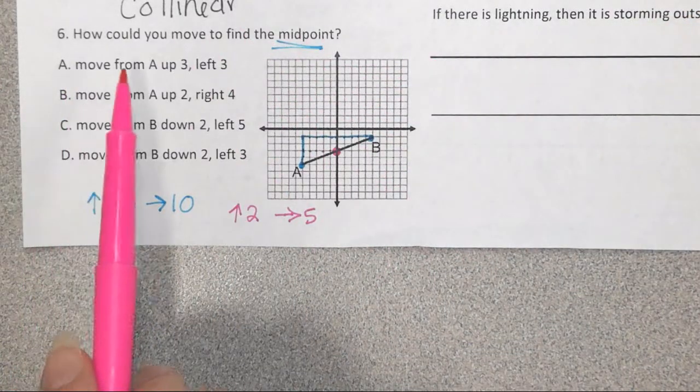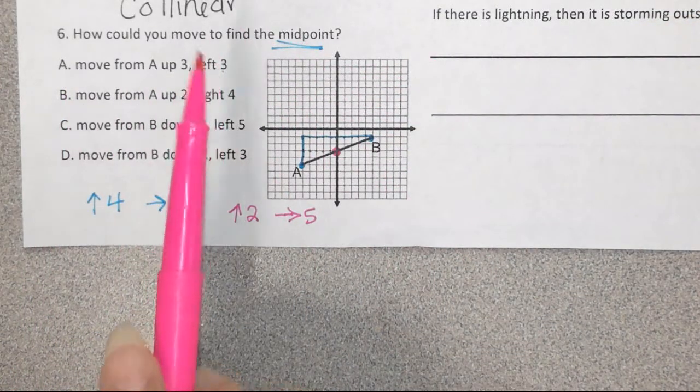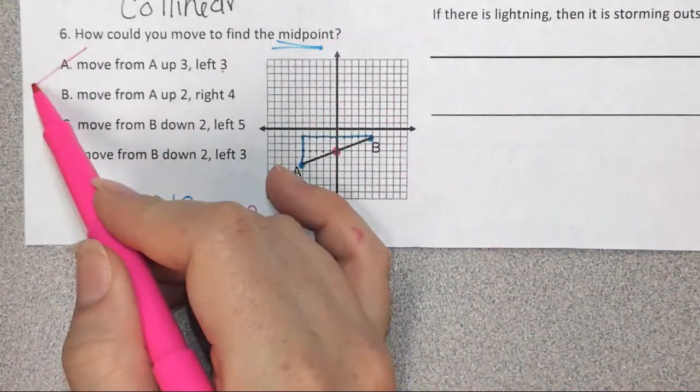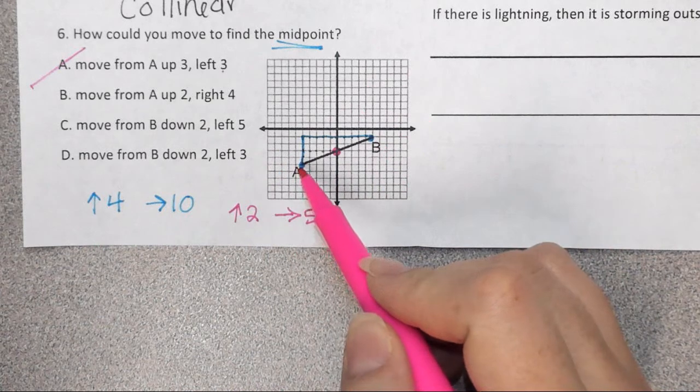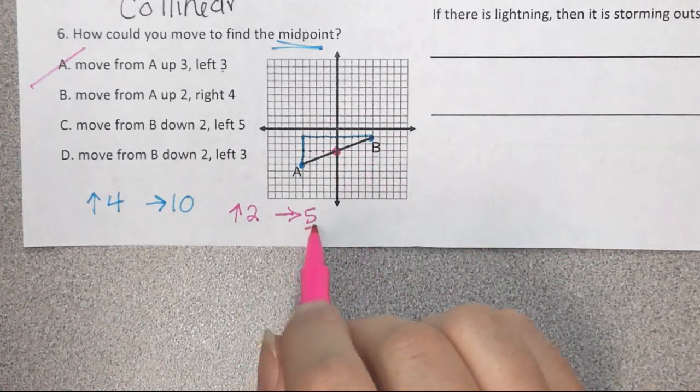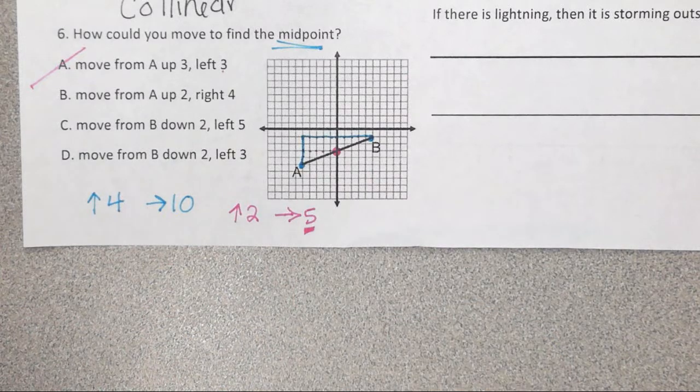So answer choice A says that we go up 3 and left 3. That would go up and then that way, so that's not it for sure. B says we go up 2 and right 4. They're close, but we need to go right 5. So that's out.